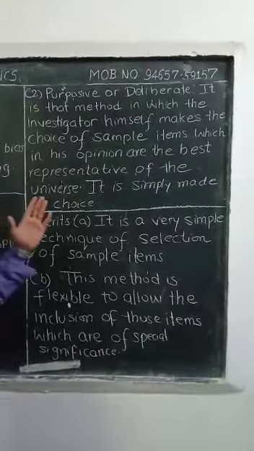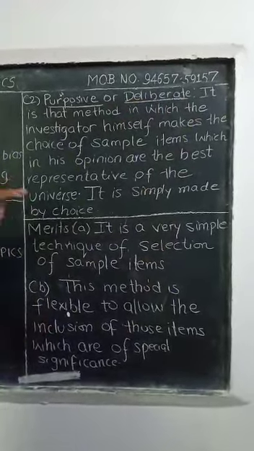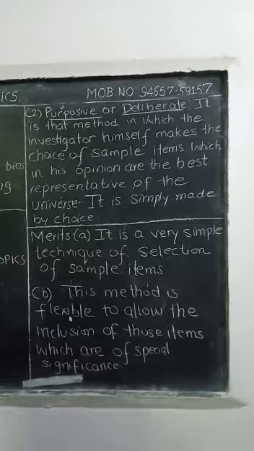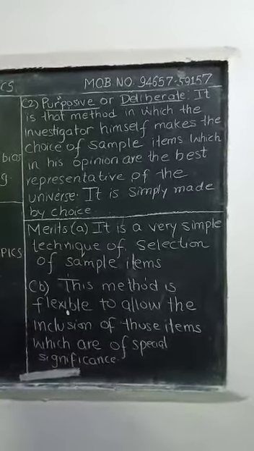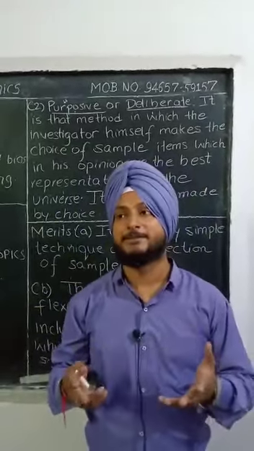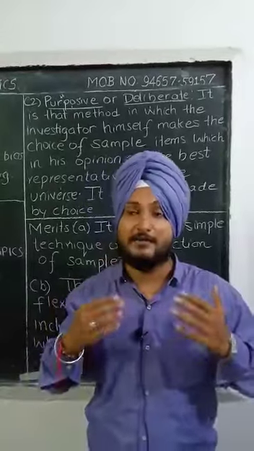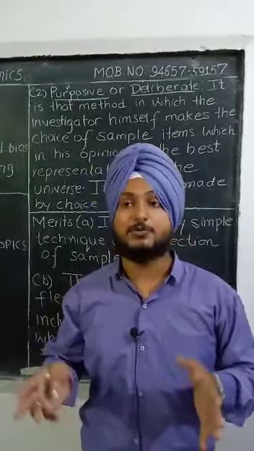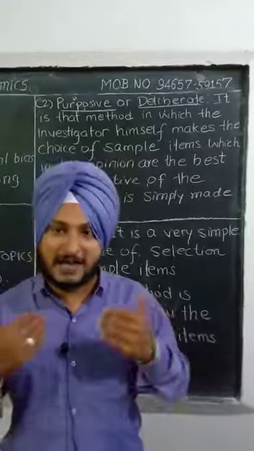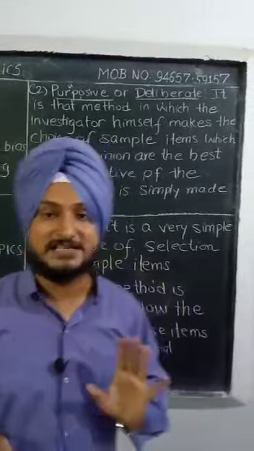Yes students, the second sampling method is purposive sampling, which is also called deliberate sampling. It is the method in which the investigator himself makes the choice of sample items which in his opinion are the best representative of the universe. So it is simply made by choice. For example, if I am asked to send some students who are good in economics, I will make my choice of which students are good in my opinion and can best represent our +1 class. It is very easy to understand. So what are its merits?